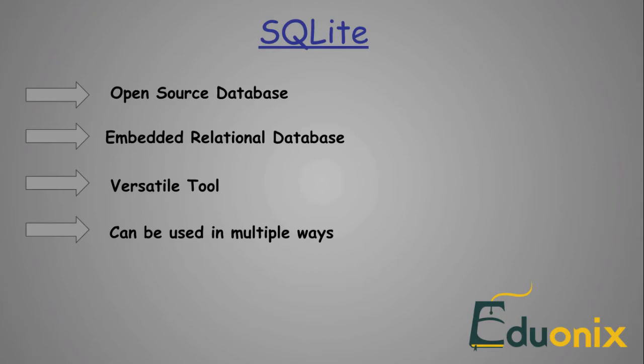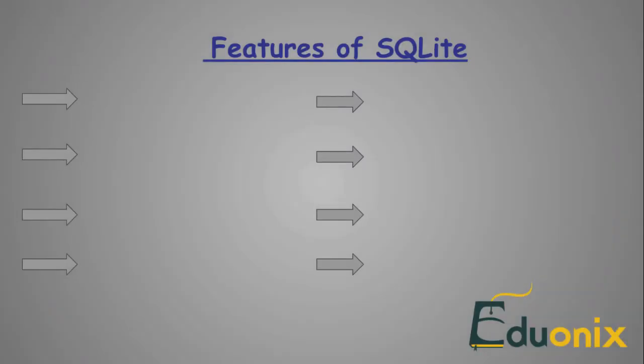Now let us see some of the features of SQLite. Some of the important features of SQLite are zero configuration. Zero configuration means it has a serverless architecture, so it doesn't require any installation before using it. There is no server process that needs to be configured, started or stopped. So SQLite does not require any configuration files.